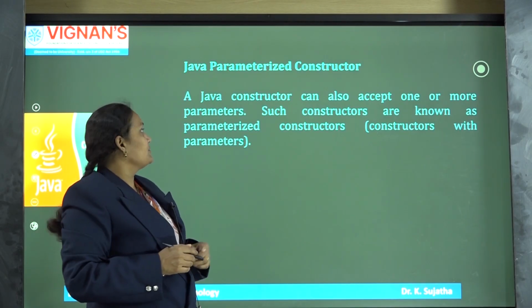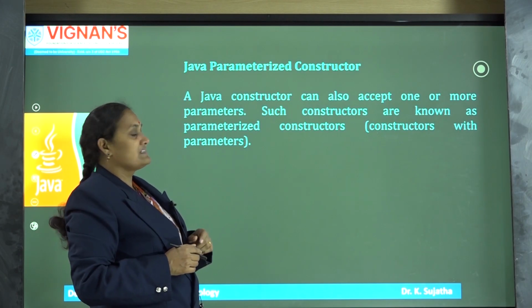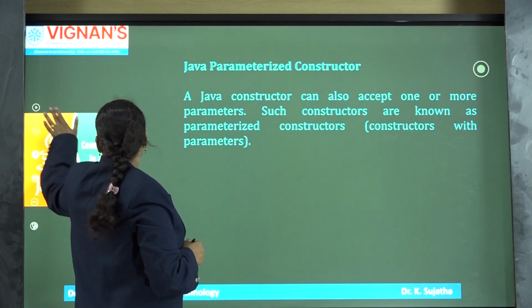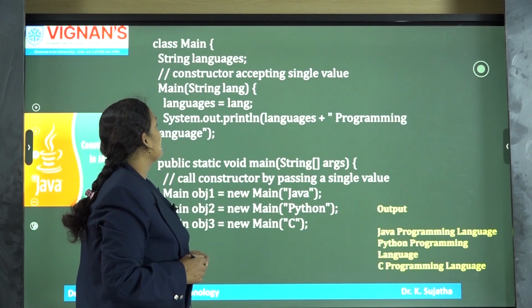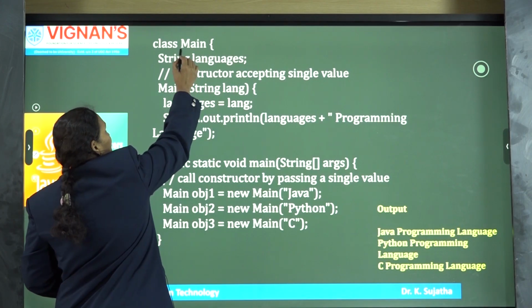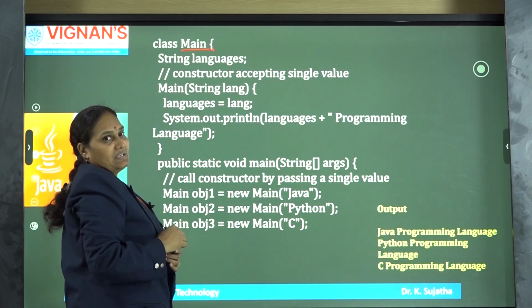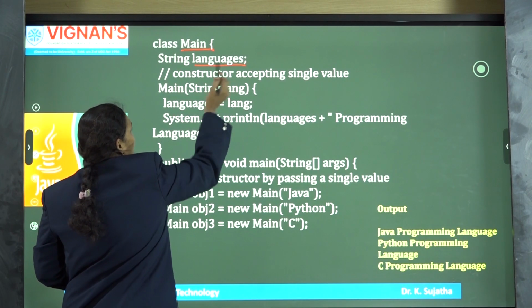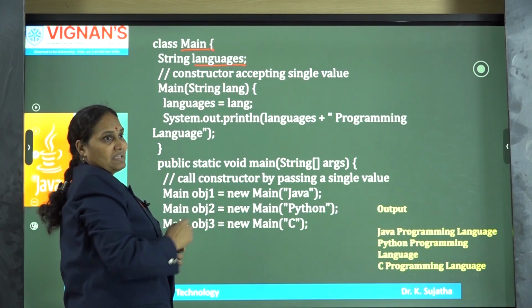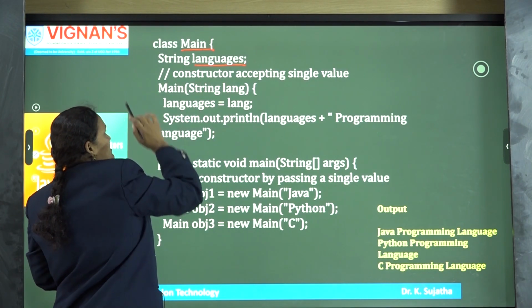Such constructors are to be called as parameterized constructors. Now here you can see the example for parameterized constructors. Here I have a class main. Now I have a variable named languages, here of type string.